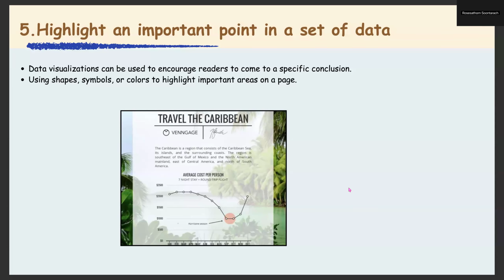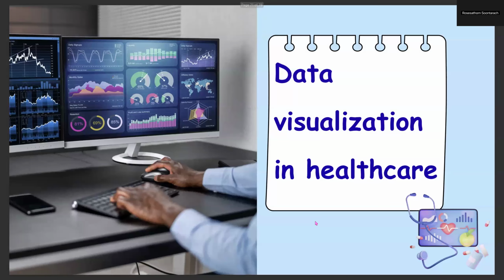And it can highlight an important point in a set of data. Data visualization can be used to encourage leaders to come to a specific conclusion, using shapes, symbols, or color to highlight important areas on a page, like this. So if you look at this figure, you can mention this one at a glance.